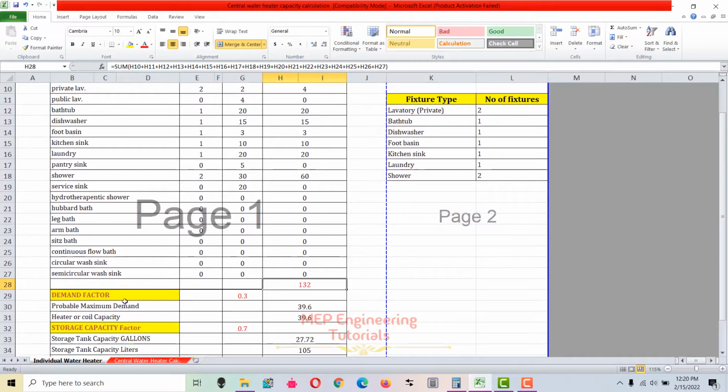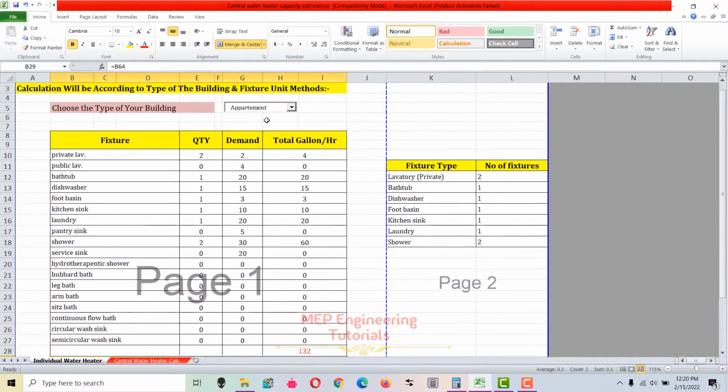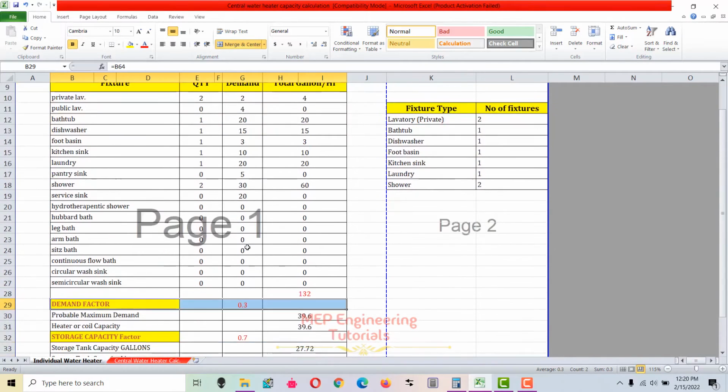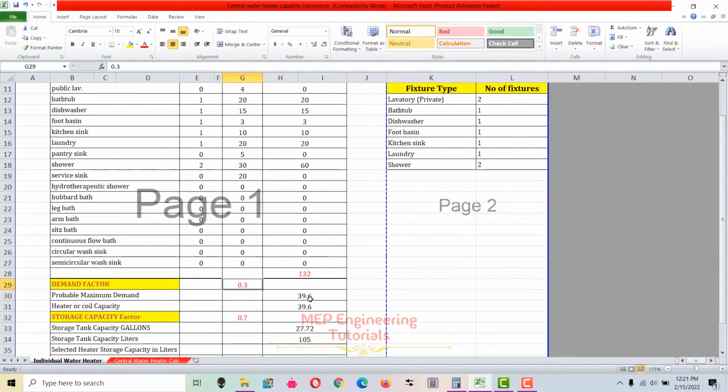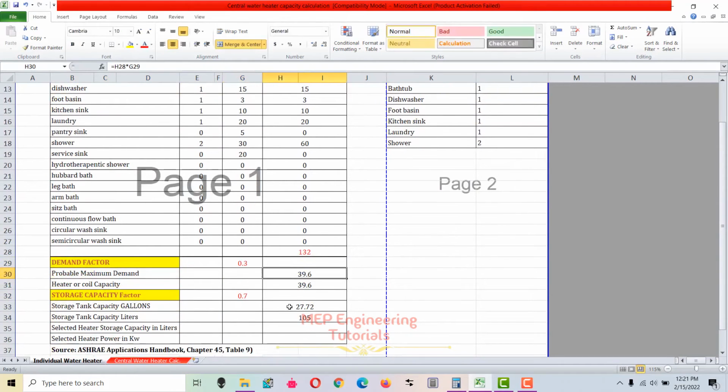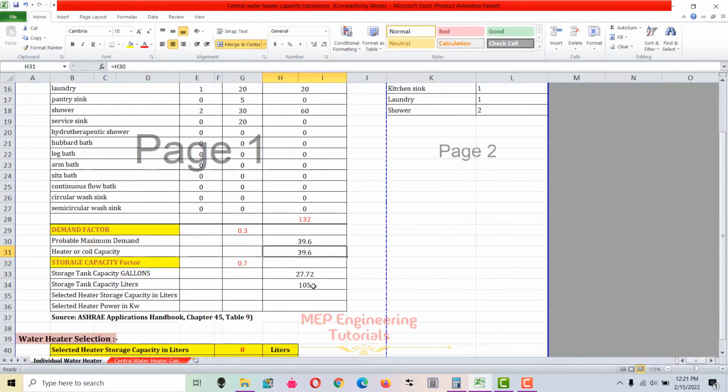Now we have to apply the demand factor here. As I told you, this demand factor depends on the type of building which you have selected. For apartment it's 0.3, so you just need to multiply this demand by the 0.3 demand factor and you will get the probable maximum demand, which is 39.6. The heater recovery capacity is the same as the probable maximum demand, which is calculated here, that is 39.6.